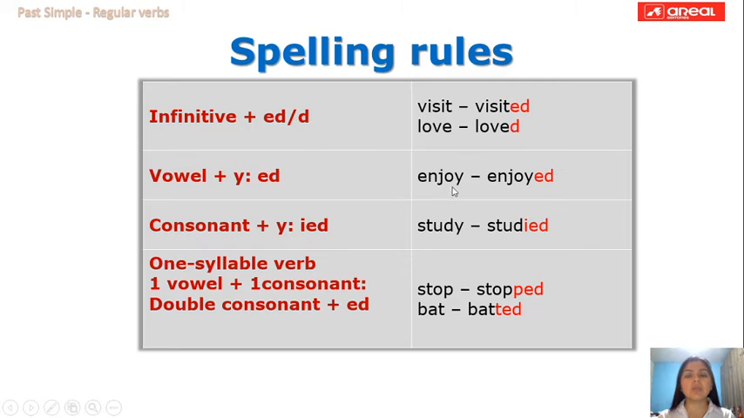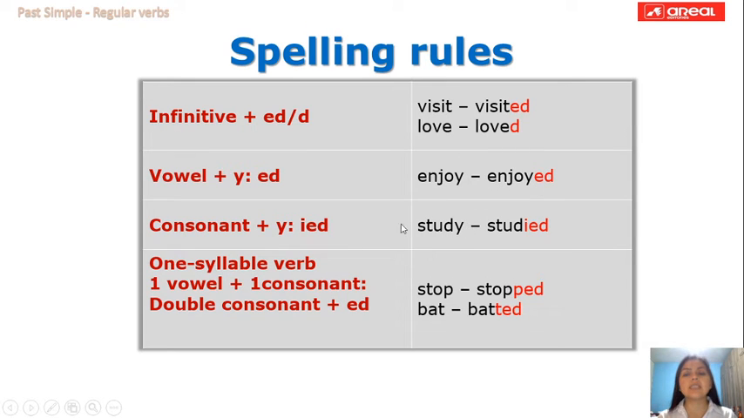Let's continue with enjoy. Enjoy. This verb ends in y. What is the letter before y? It's a vowel or a consonant? I think it's a vowel, yes, a vowel. So we add ed, yes, enjoyed.